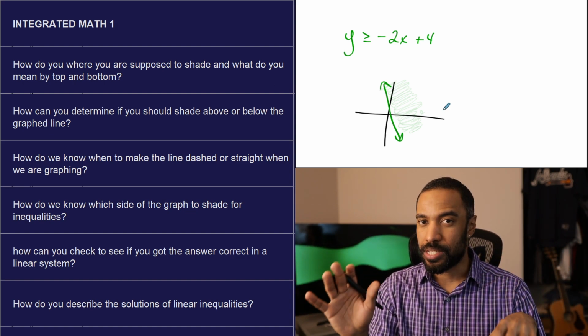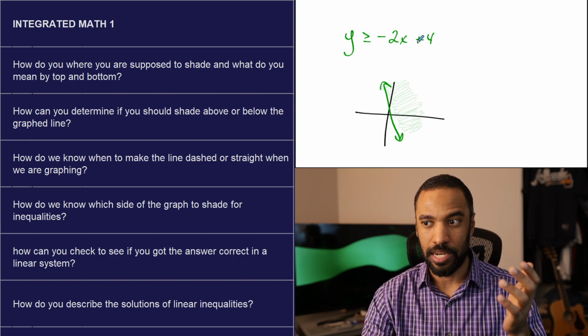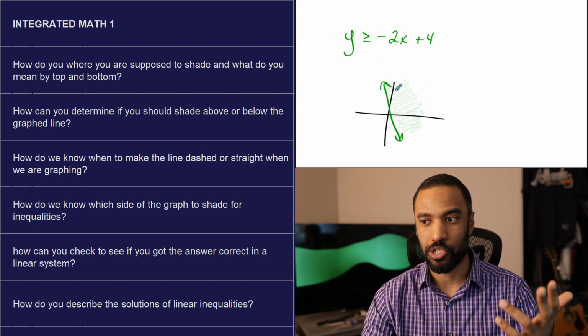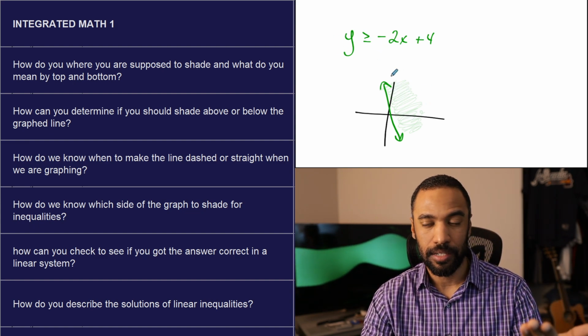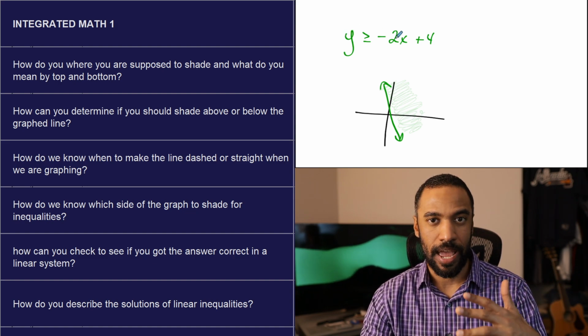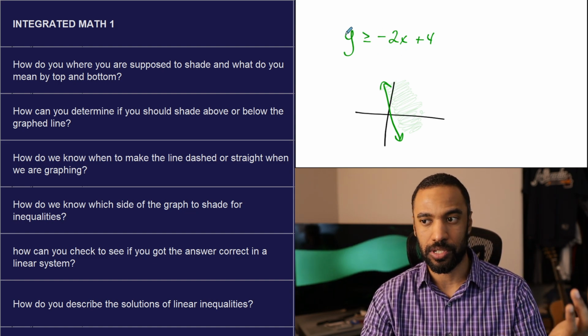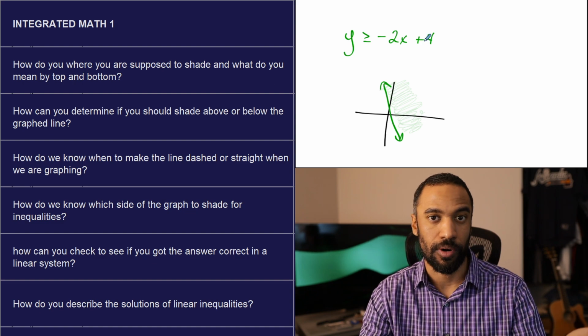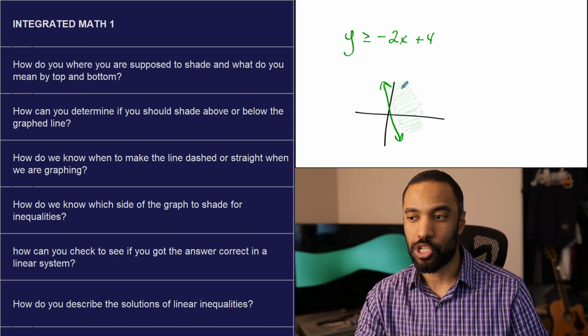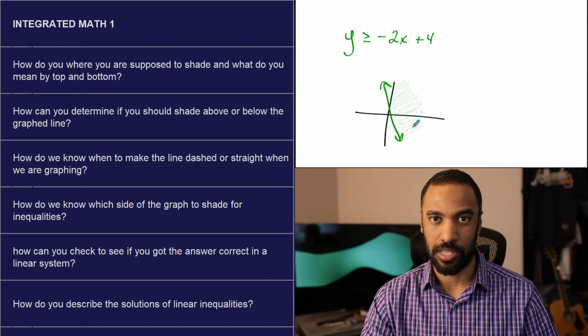The shading represents all the points that make this inequality true. If I plug in a certain point, like 0 for x and 8 for y, I'm going to make a true statement. It'll say 8 is greater than or equal to, I guess, 4. So the shading just represents all the different points that make this true.